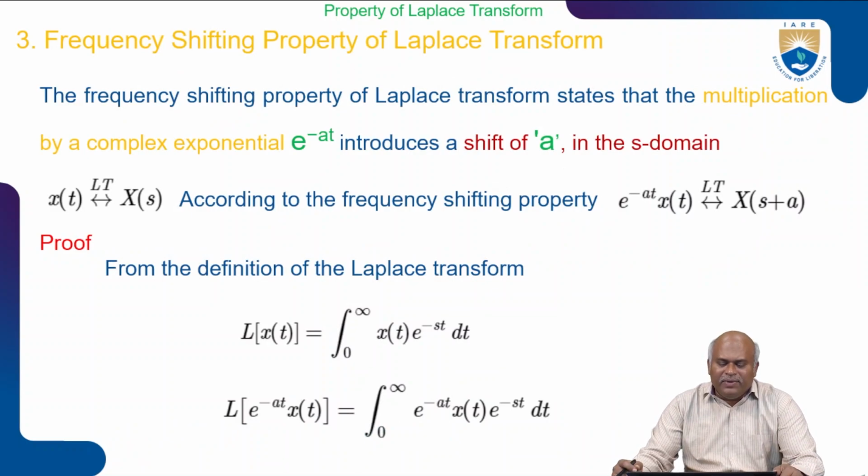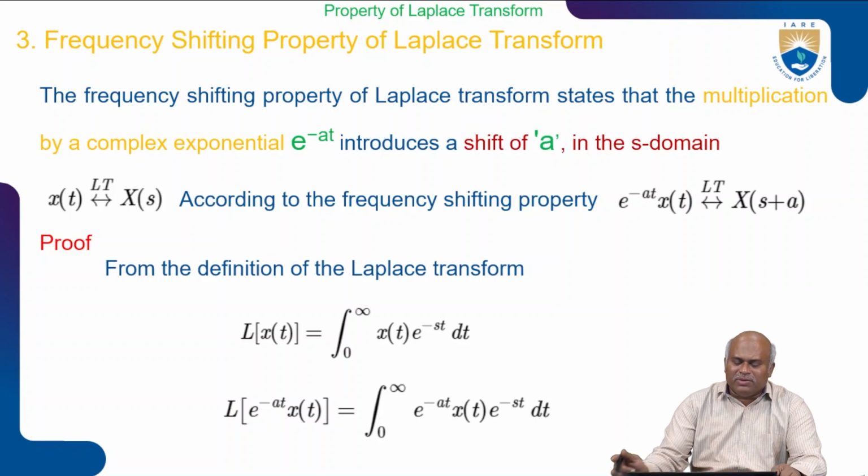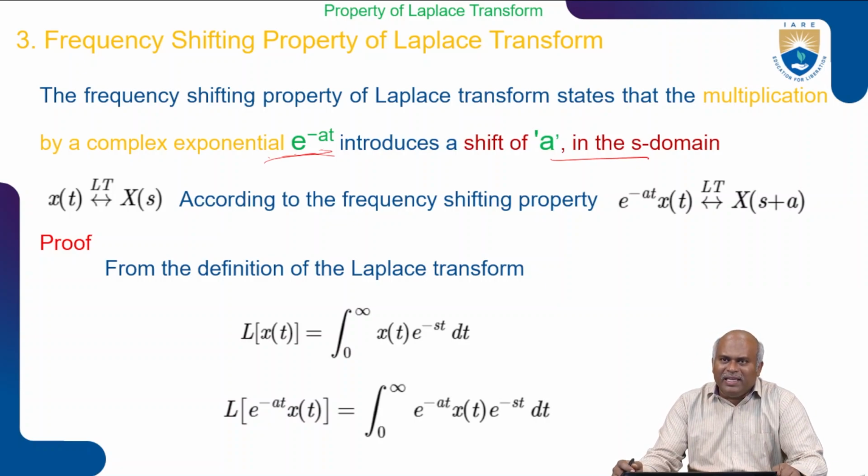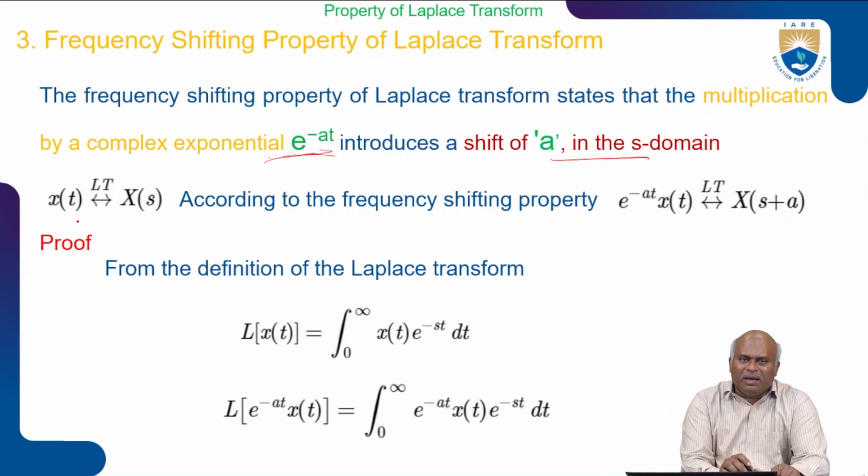Next property, frequency shifting property of Laplace transform. The frequency shifting property of Laplace transform states that multiplication by the complex exponential value results in a shift in the S domain. In the time domain, if you multiply with e power at, the S domain is going to shift by a duration. Okay, so now we take the Laplace transform of x of t is equal to x of s.